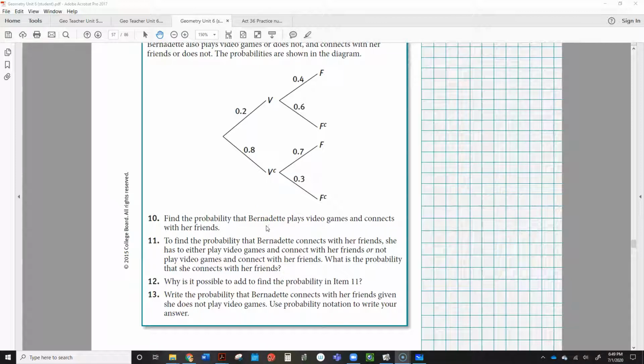So I'm going to write that in probability notation. We want the probability that Bernadette plays video games and then she connects with her friends. So here's the plays video games, here's connects with her friends. We learned from the example earlier that all we had to do was multiply, and that gives us 0.08.